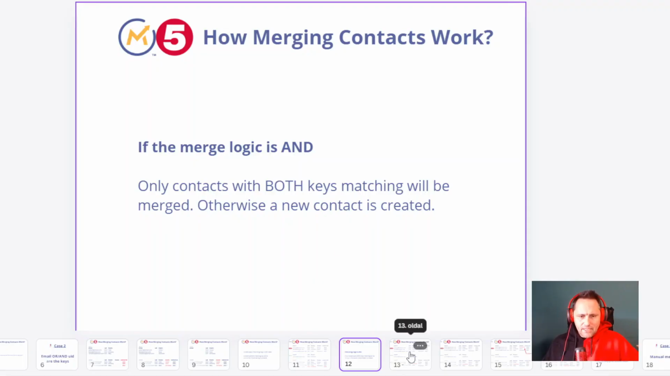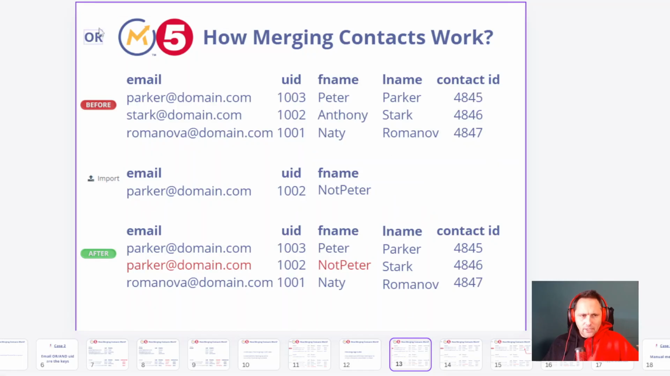Okay, let's go further. So let's look at the OR variant here. What happens if it's either or? So you need just one of those keys in your setting. You said any of them are fine for identifying contacts. And here is our starting point. I have Peter Parker UID 1003, but I would like to import him as 1002. I also would like to update his name to not Peter, so we can track what really happened.